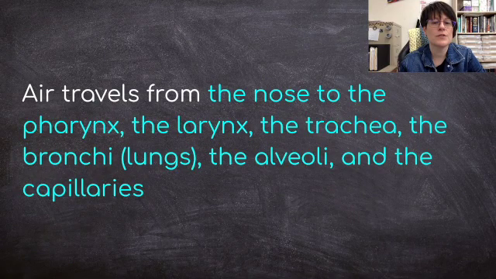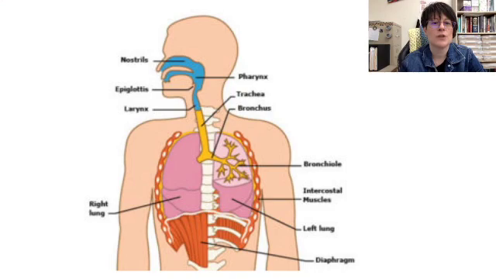So in the respiratory system, air travels from the nose to the pharynx, the larynx, the trachea, the bronchi, which are in the lungs, the alveoli, and then to the capillaries in the circulatory system. So here, this is the pharynx towards the back of the mouth and the nasal cavity, down to the larynx, the trachea, the bronchus, that is just singular for bronchi, and then there would be alveoli at the end of the bronchioles.